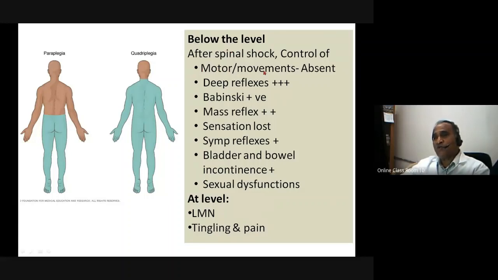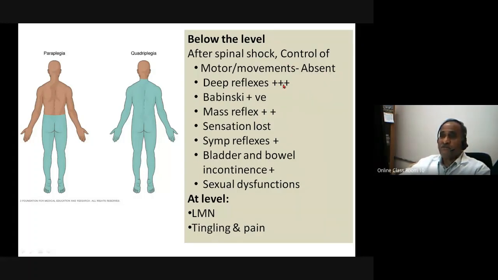One, all the motor movements are absent. The motor movements here, the voluntary movements, the controls are not there. Whether it is distal muscles which produce action, or axial muscles which maintain the posture against gravity, they are absent. All the movements are absent.